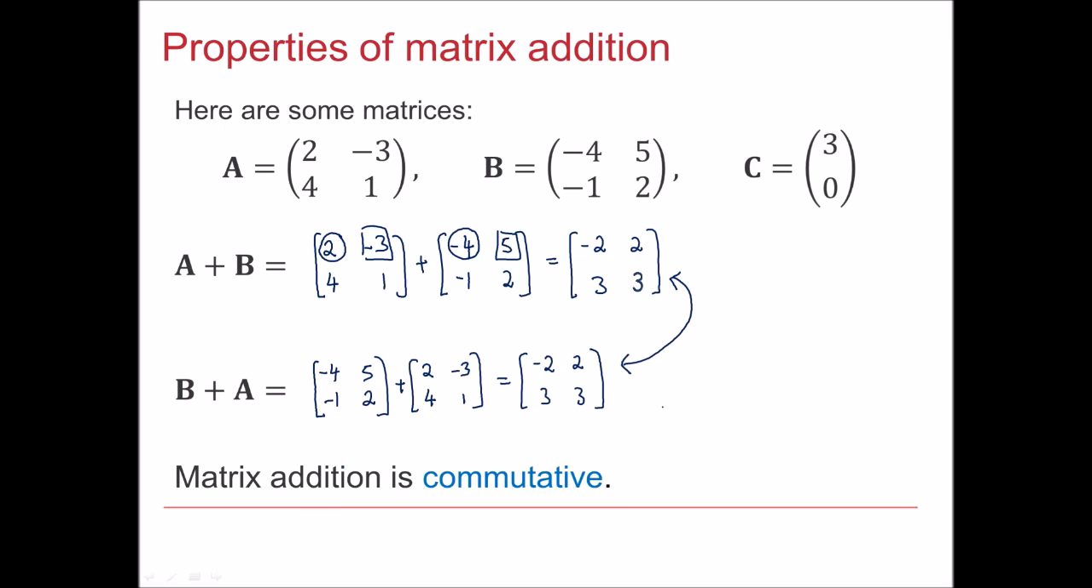Matrix addition is commutative. It doesn't matter which way round we do the sum. That might seem obvious, but when we look at multiplication later, we'll find that multiplication is surprisingly not commutative. What would happen if we tried to do A plus C? We wouldn't be able to do it because the matrices are not the same size and shape.